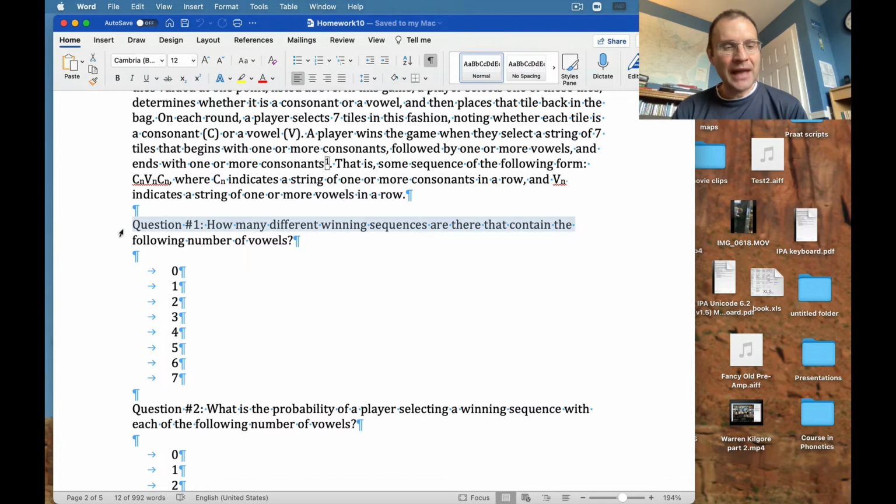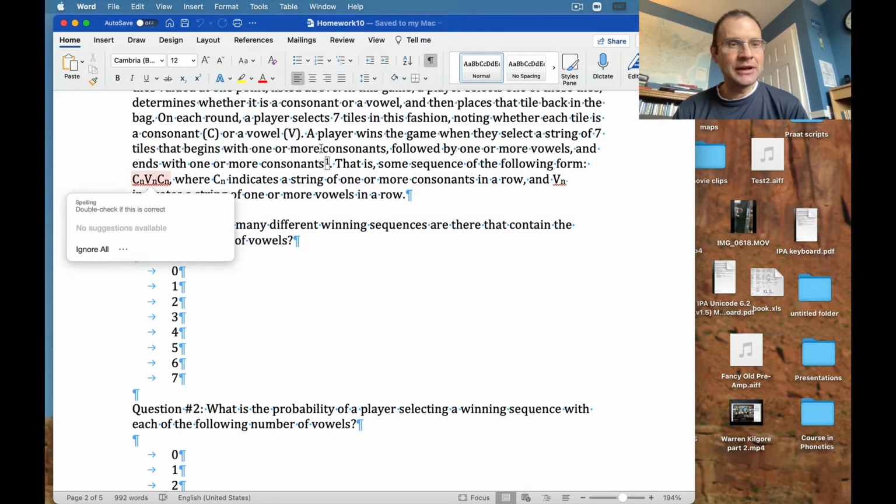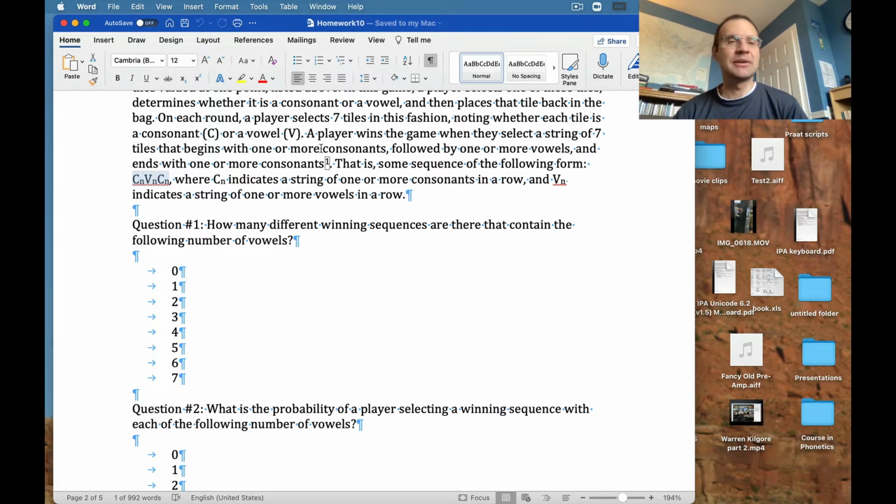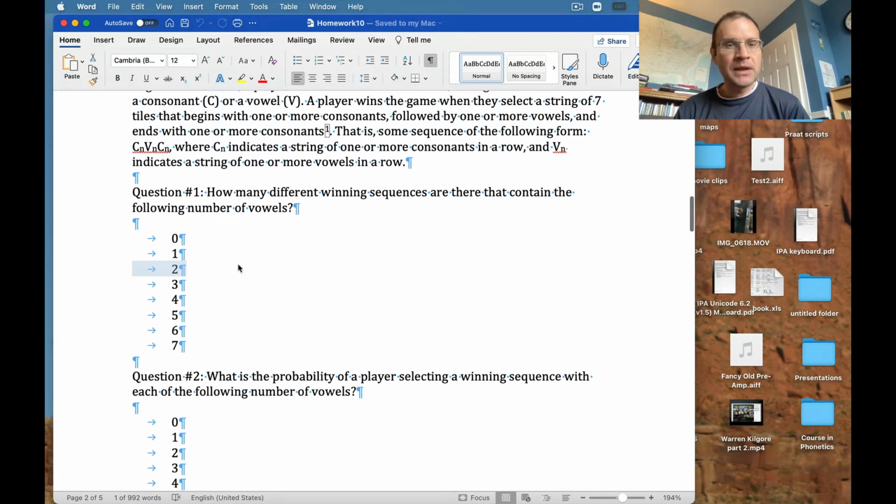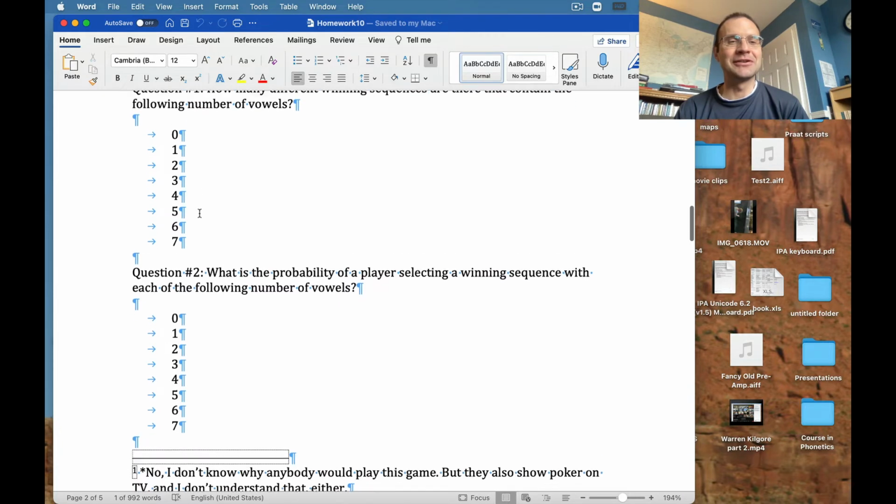Question number 1: how many different winning sequences are there that contain the following number of vowels? A winning sequence is one that takes this form right here: some sequence of consonants followed by some sequence of vowels followed by some sequence of consonants. How many of those sequences have 0 vowels? How many have 1 vowel? How many have 2? So on and so forth. Come up with different numbers for each of these possibilities and let me know what the right answers are.